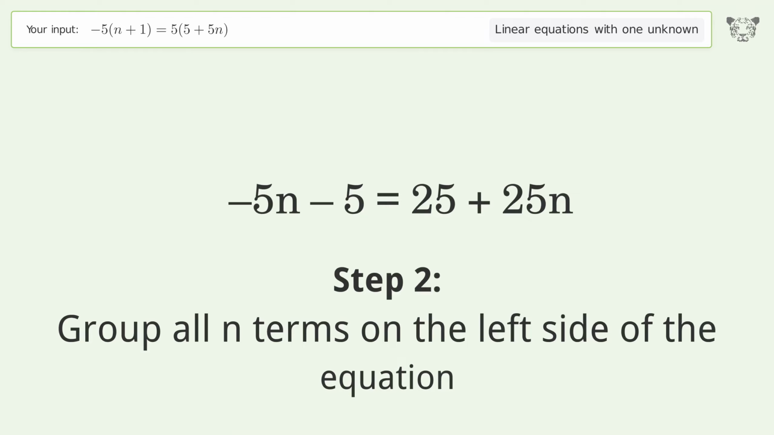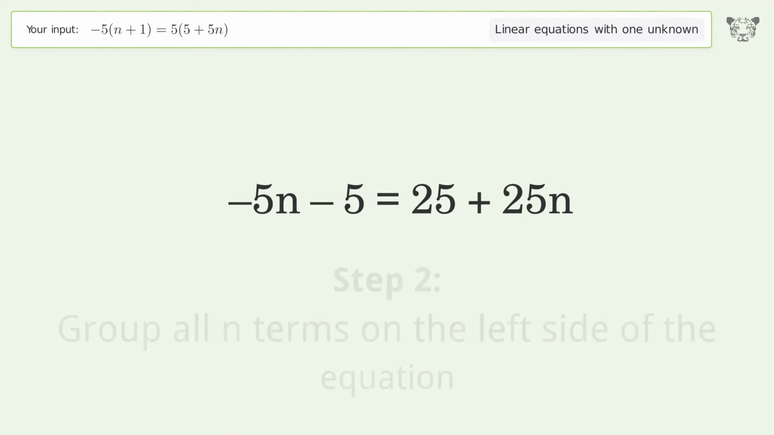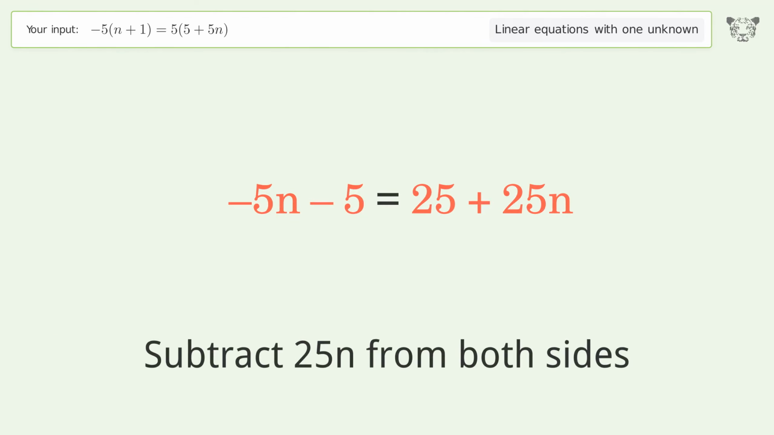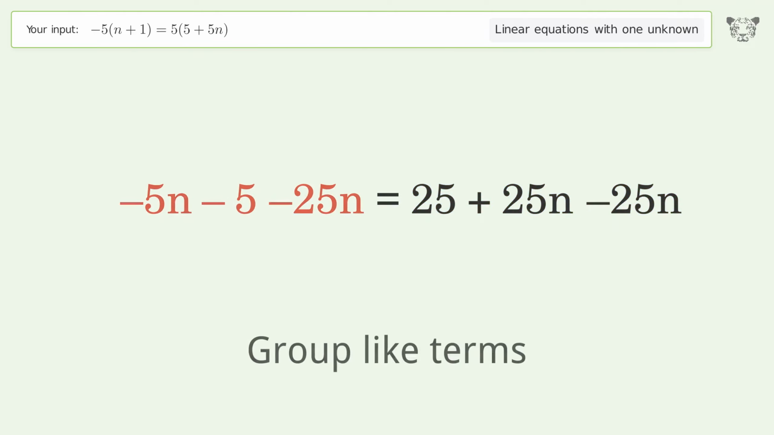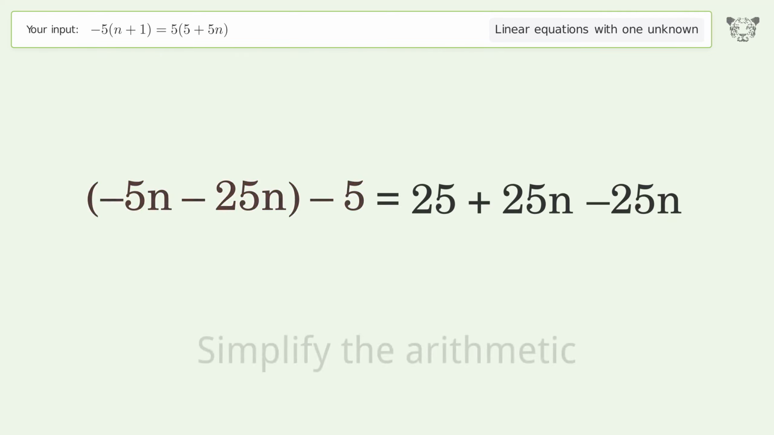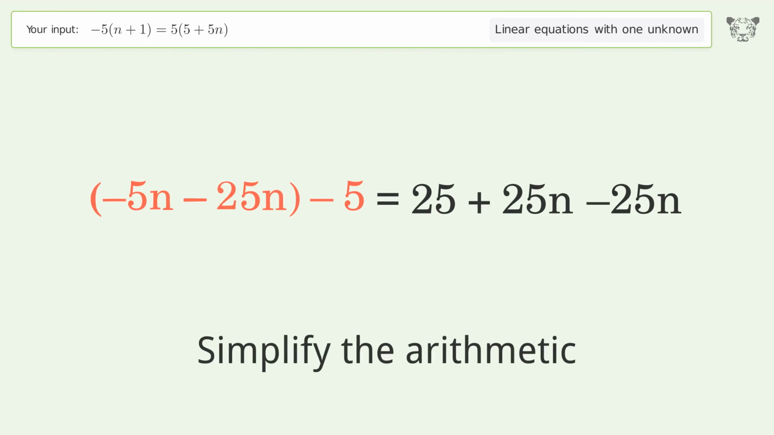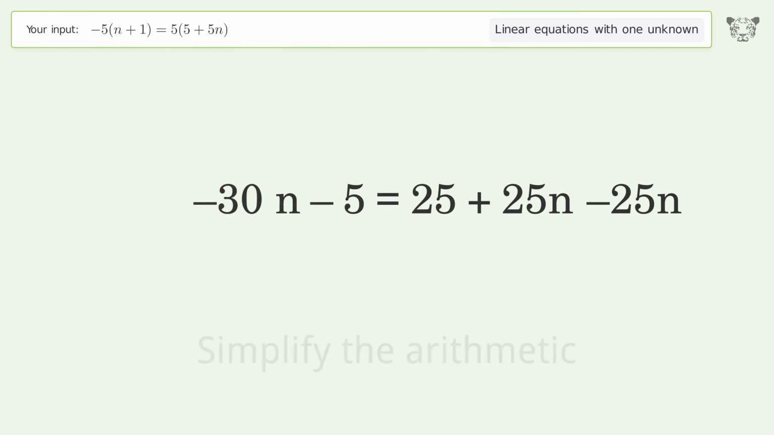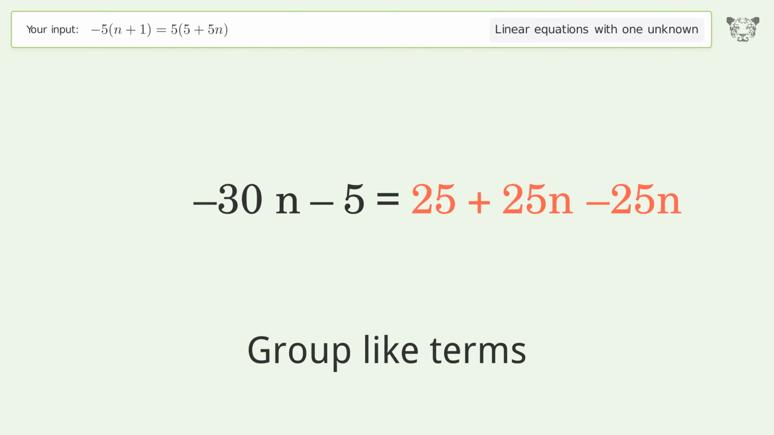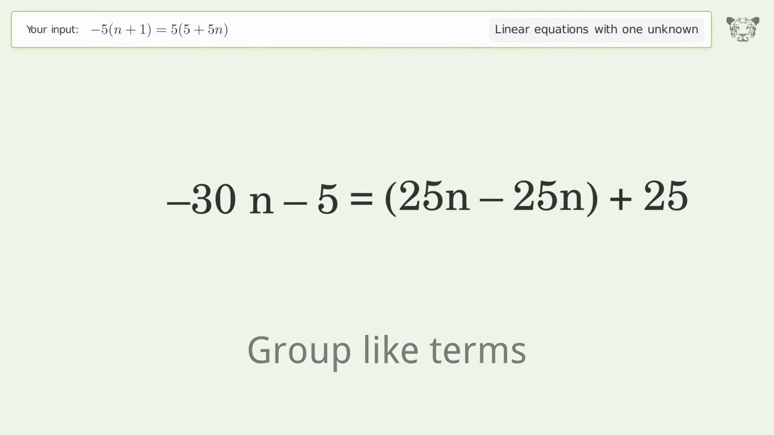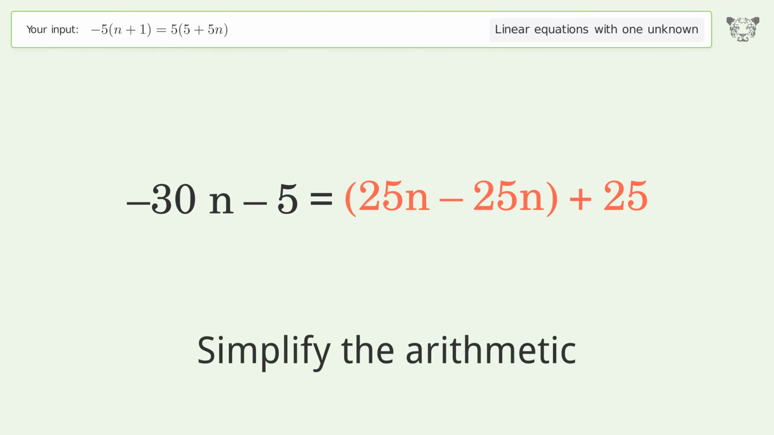Group all n terms on the left side of the equation. Subtract 25n from both sides. Group like terms. Simplify the arithmetic. Group like terms. Simplify the arithmetic.